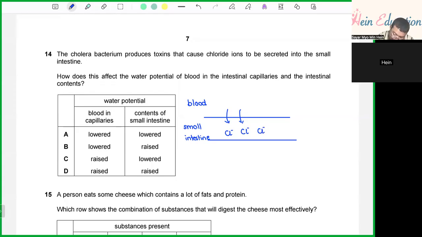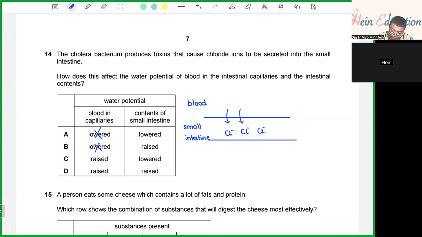So as you can see, when the chloride ion gets into the blood, they ask about the water potential. So blood in the capillary, right? Because since the chloride ion leaves from the blood, there will be a high amount of water potential. So A and B are not correct.